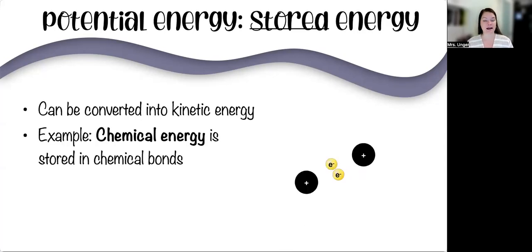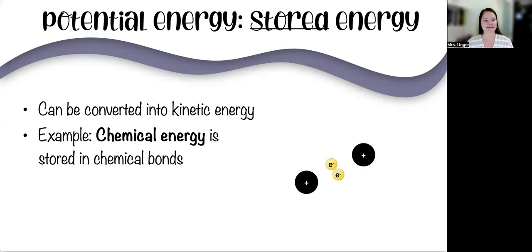Any energy that is not actively moving or being used is potential or stored energy. And what's important is that this energy can be converted into kinetic energy. It's just not currently being used. And a big example of that would be our chemical energy, because we're going to be looking a lot at different chemical reactions. And so the chemical energy that is in chemical bonds is super important.